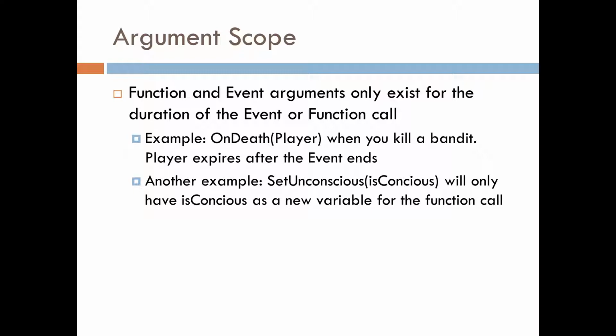Another example, let's have a SetUnconscious function. It's not a real function, but let's pretend for a moment it is. And then we have the Boolean isConscious that's passed into it. And isConscious will only be a variable while, A, that function gets called with that value, and then B, within the function until the function reaches the EndFunction block.